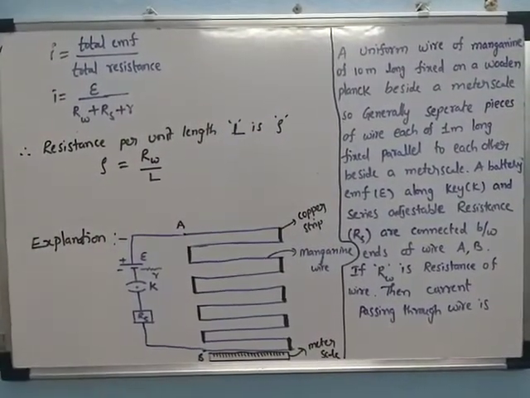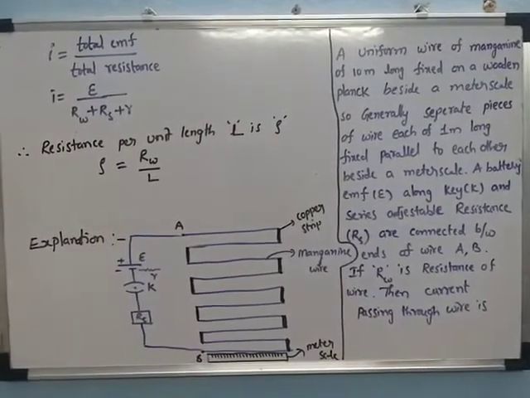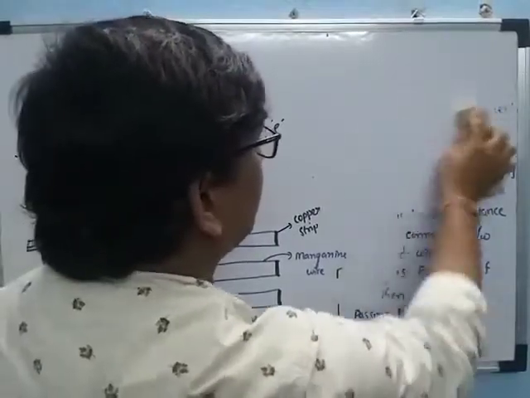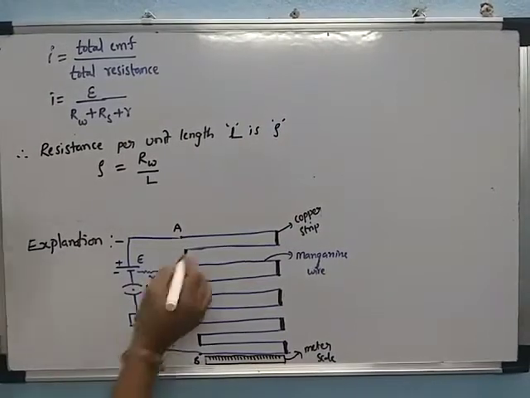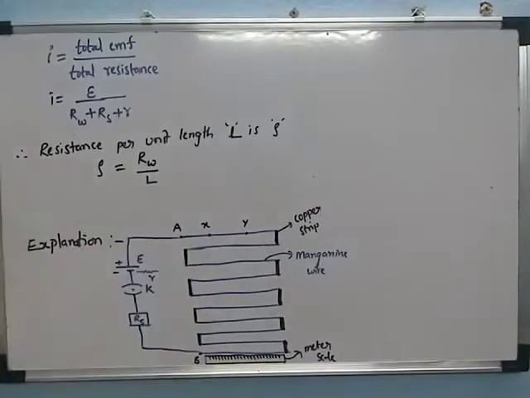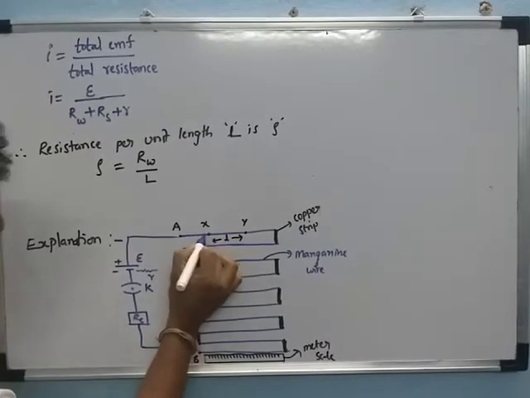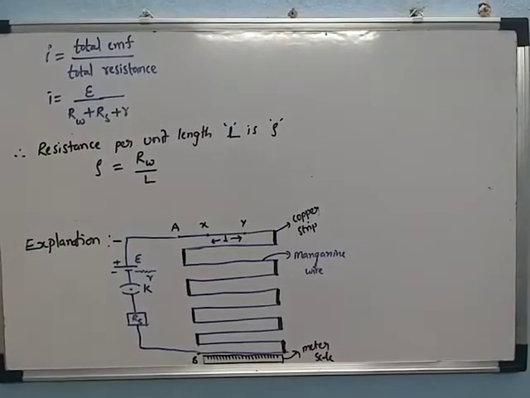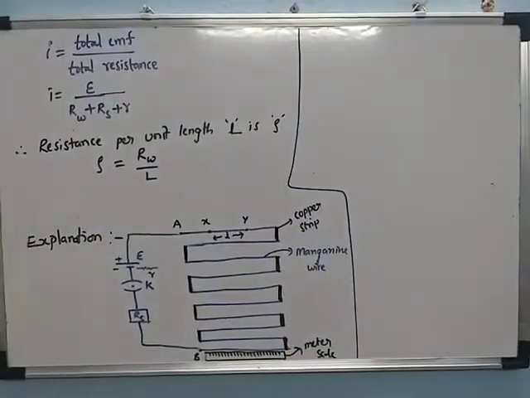But what can we prove? Here we can prove that the potential difference between any 2 points on the wire is directly proportional to the length. Any 2 points means we are considering 2 points on the wire. Let us consider one point as X and another point as Y, X point and Y point. Now this distance is considered L. The potential difference on the wire is directly proportional to length. That will be the proof of this. So now write here the resistance of wire.